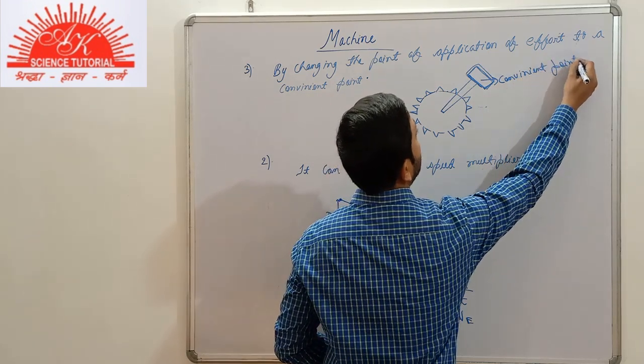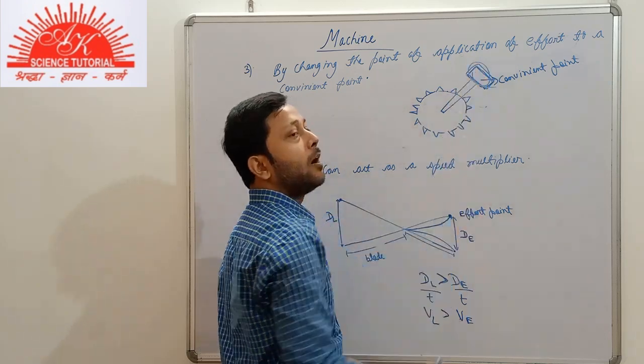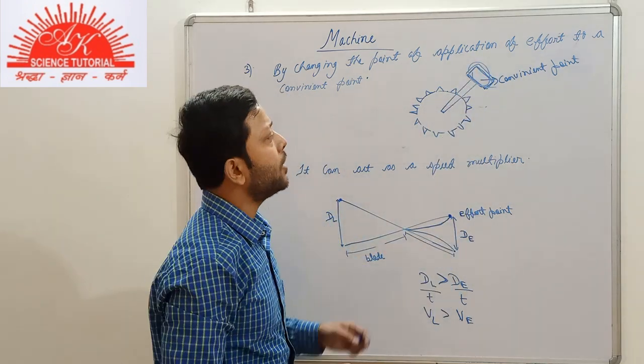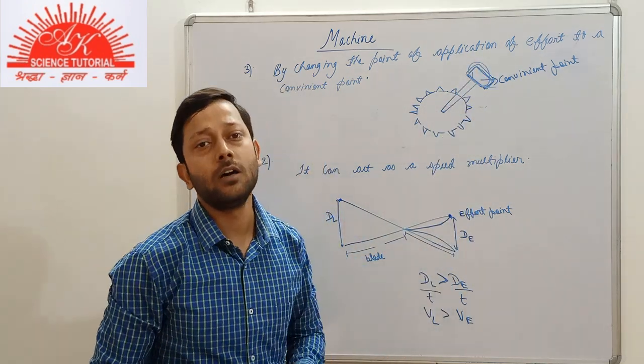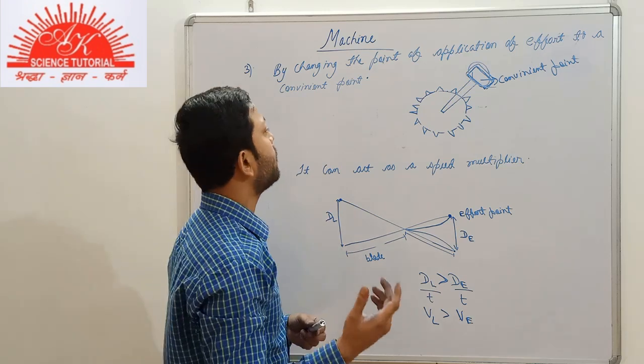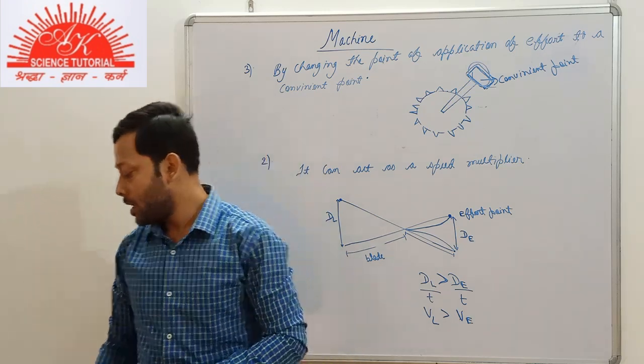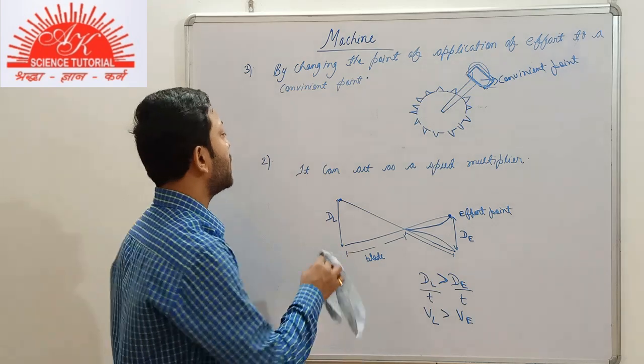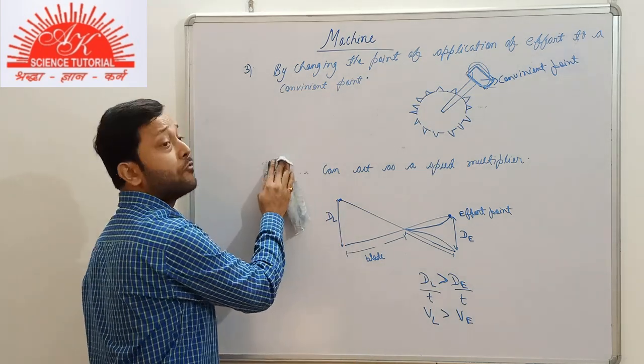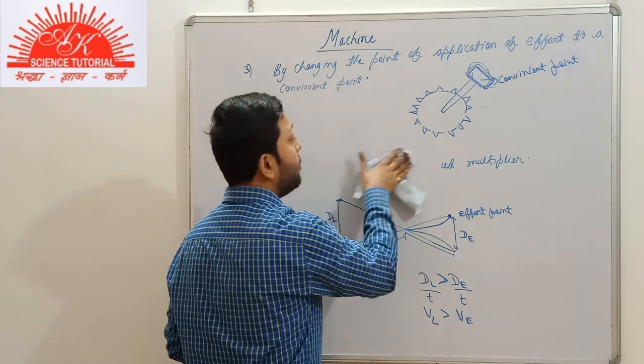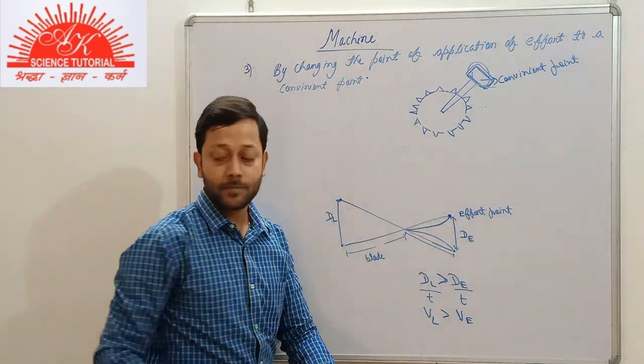The pedal is the convenient point where we can apply the force, we can apply the effort very easily, and our work is done in a simpler manner. Now, what about the fourth part? What about the fourth way in which a machine can make our work simpler?